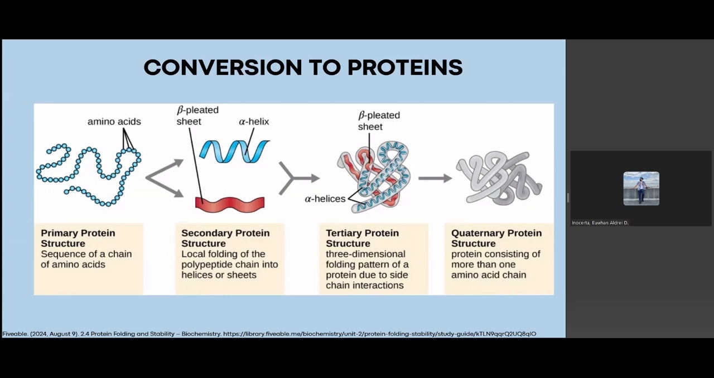Next is the secondary structure, the local folding patterns. Once the amino acid chain is formed, parts of it start to fold into specific patterns. These are called the secondary structures. This structure involves 2 major variants: the alpha helix and the beta pleated sheets. The alpha helix is a spiral shape, which looks like a spring, and the beta pleated sheet is like a zigzag shape.